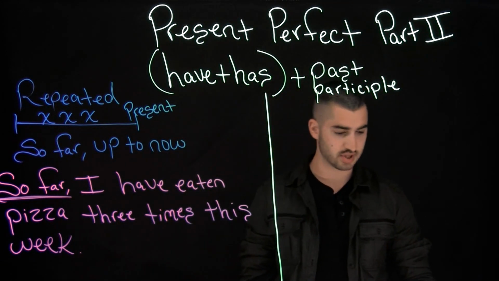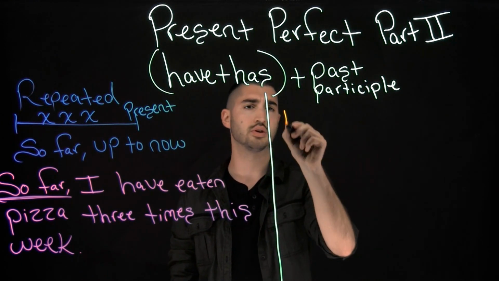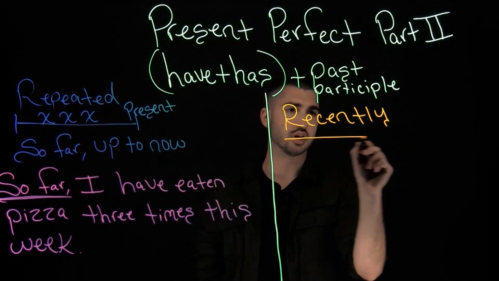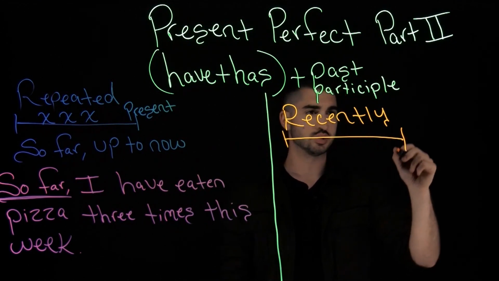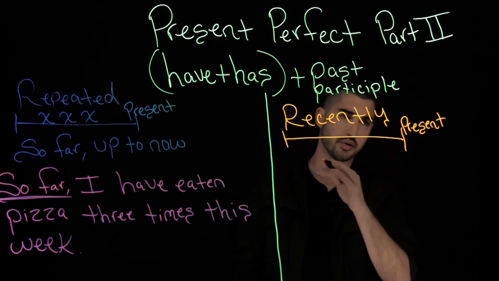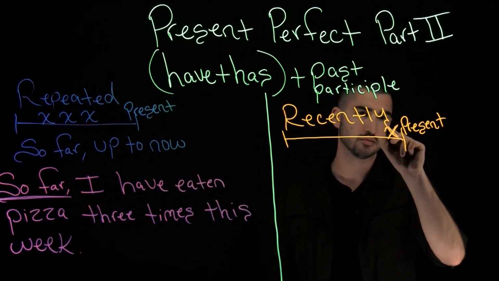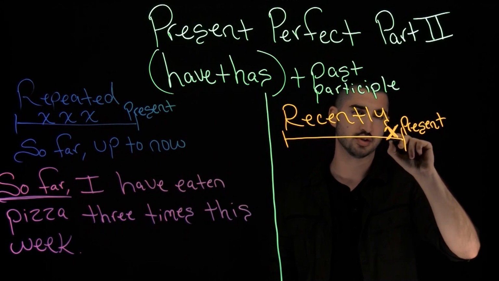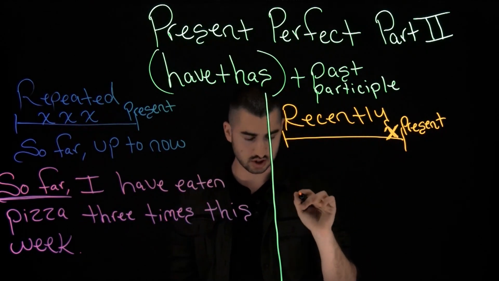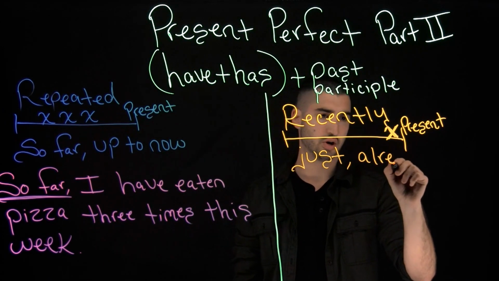Another way that you can use this is with actions that happened recently as well. And I'm going to draw another timeline here. And same idea, I'm going to label the right side the present, and everything before it, we'll call it the past. And I'm going to draw an X right before the present happens. And my signal words and kind of keywords when using this form here are going to be just and already.